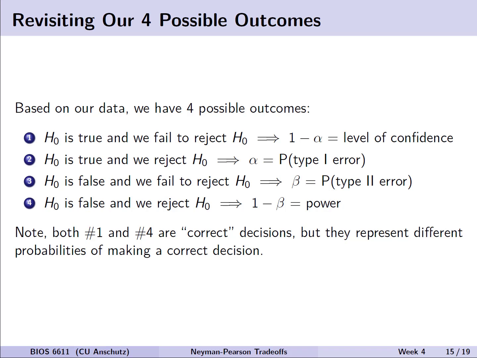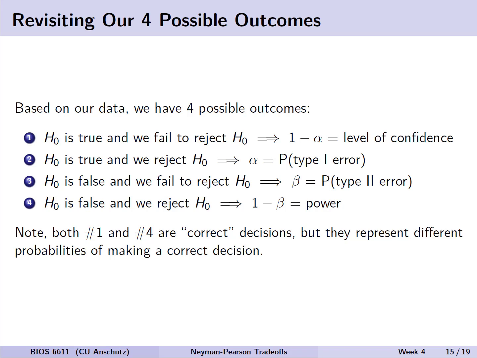So let's briefly revisit our 4 possible outcomes in the Neyman-Pearson framework and map those back to alpha and beta, power, and levels of confidence. Here we see that when we make the correct choice, H0 is true, and we fail to reject H0 in our sample, we have 1 minus alpha, or the level of confidence. In case 2, we make that wrong choice where H naught is true, but we incorrectly reject the null hypothesis and believe there's an effect. And so that's alpha, our probability of that type 1 error.